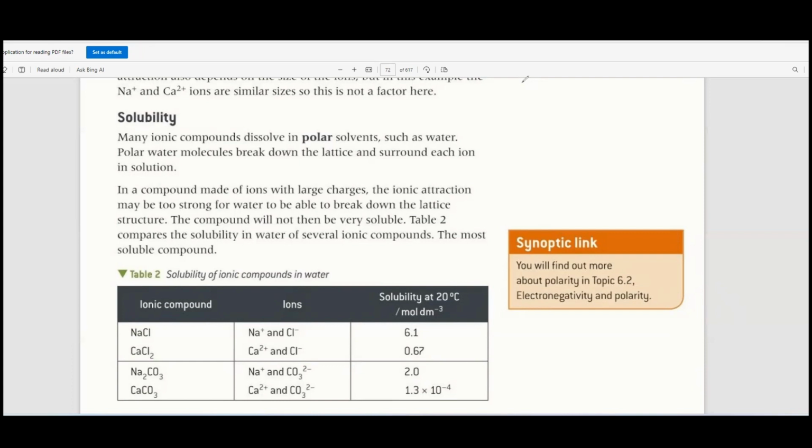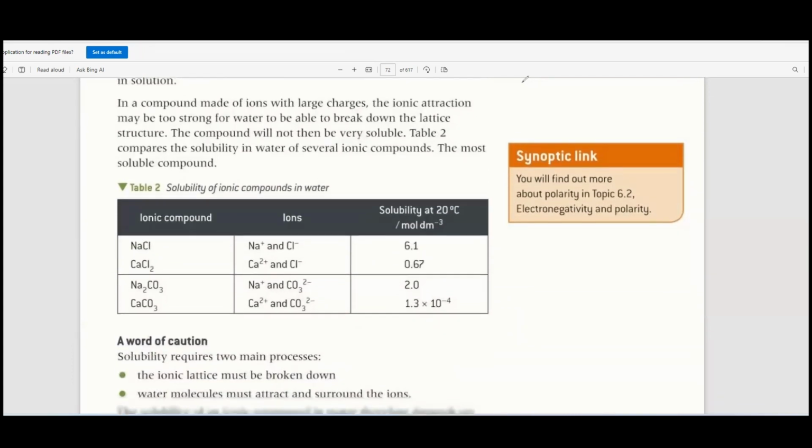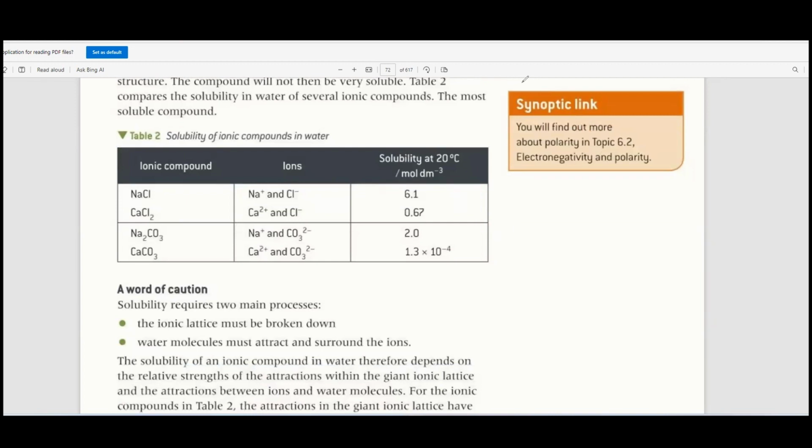Table 2 compares the solubility in water of several ionic compounds. So for sodium chloride, they show solubility over here. Sodium chloride has more solubility than calcium chloride, which makes sense because calcium chloride has more electrostatic force, so water was not able to break them. Sodium carbonate's solubility is shown here, and then calcium carbonate. Both are two positive and two negative, so they have very strong electrostatic force. So that's why their solubility is low in water. Does that make sense?